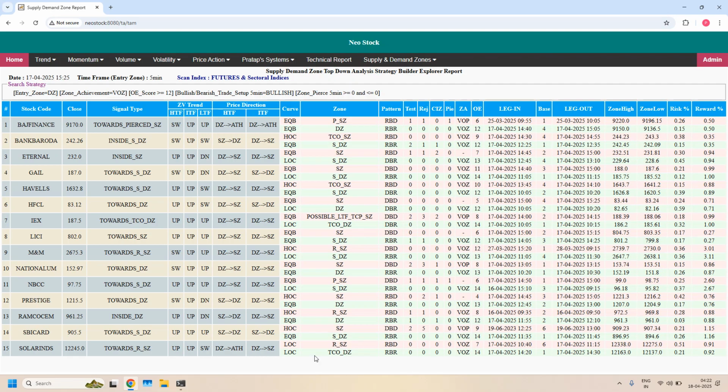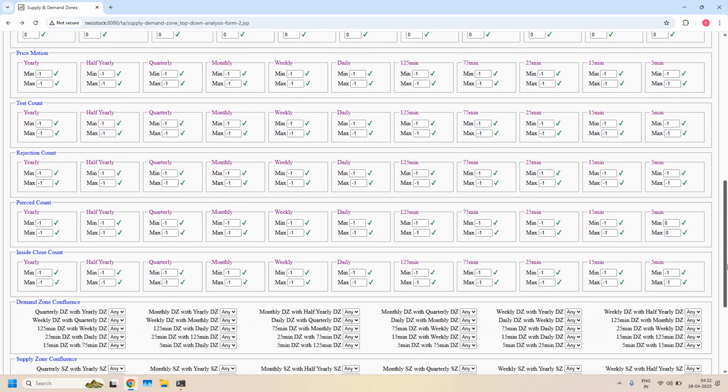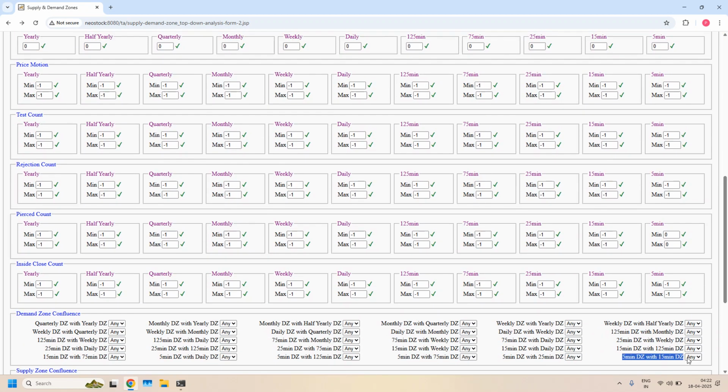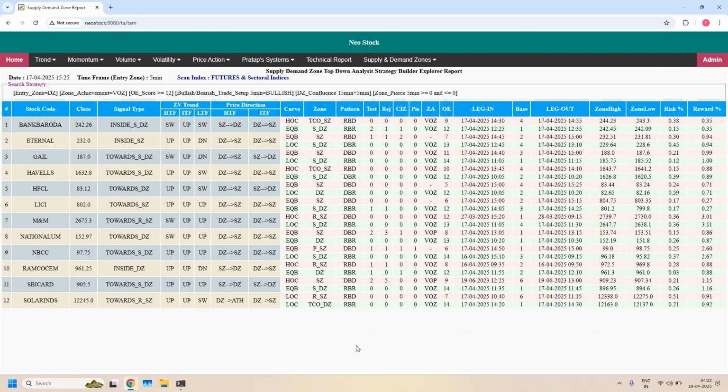demand zone confluence. First filter is LTF ITF demand zone confluence, that is 5 minutes and 15 minutes demand zone confluence. I enable the filter. With this filter, out of 15 stocks, we got 12 stocks. In these 12 stocks, all these 5 minutes demand zones are overlapped with 15 minutes demand zones. That is what demand zone confluence. Okay. And 15 minutes trend is up in all these stocks, ITF trend.